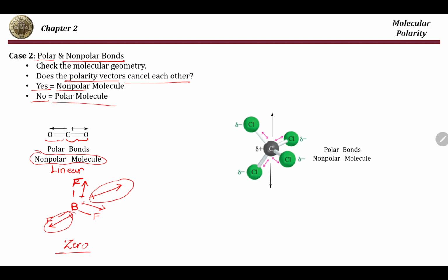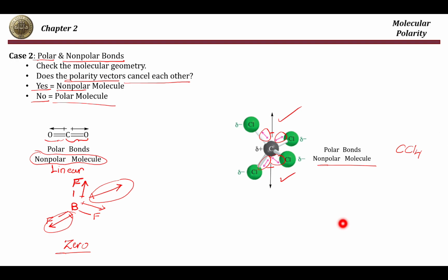This is another example, such as in the case of carbon tetrachloride, CCl4, which consists of four polar carbon-chlorine bonds. Again, in this case, we have four polarity vectors. If I added those two, this is going to be their sum. And if I added those two, this is going to be their sum. Overall, those two polarity vectors cancel each other. And that's why CCl4 is considered as a nonpolar molecule.